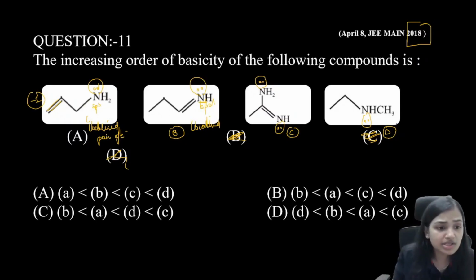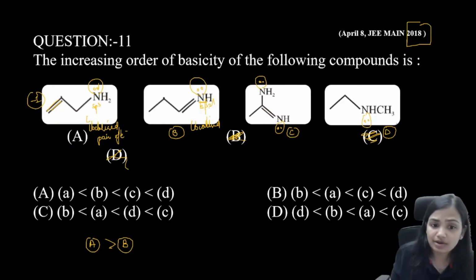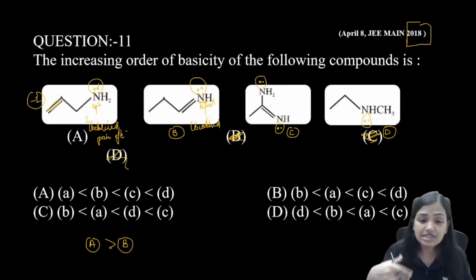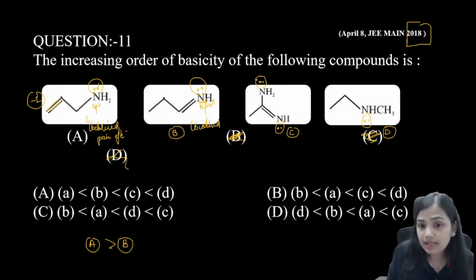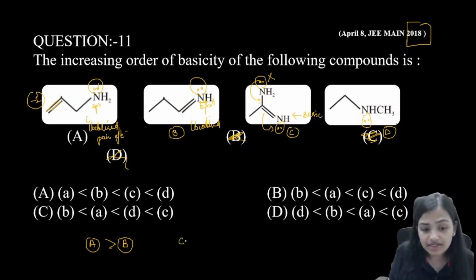So if you ask me about A and B, I will say that your A is going to be more basic than B, because this is sp3 hybridized nitrogen and this is sp2 hybridized nitrogen. As the s character increases, the electronegativity increases and the basicity decreases. Now here, this nitrogen lone pair is in resonance, so definitely this is not basic, but this nitrogen is more basic. Why? Even this nitrogen is increasing the electron density over this nitrogen. So this nitrogen is basic because it has the localized pair of electrons. So out of C and B, I will say that C is more basic than B. This is my call.